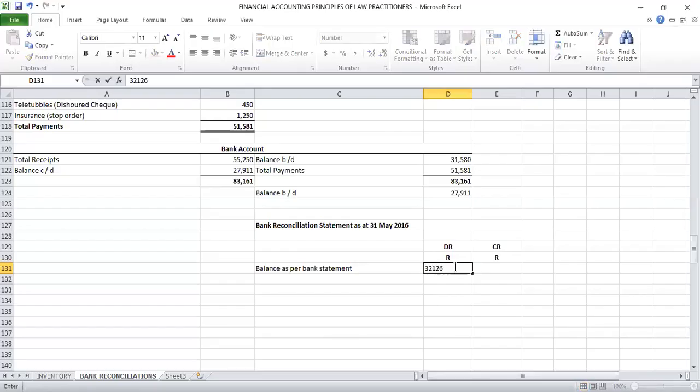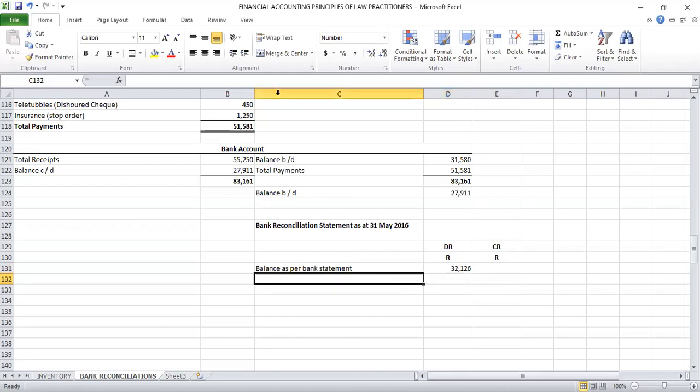On the bank statement, an unfavorable balance is reflected on the debit side, and a favorable balance is reflected on the credit side. So always know that on the bank statement, a favorable balance will be reflected on the credit side, whilst unfavorable will be on the debit side.